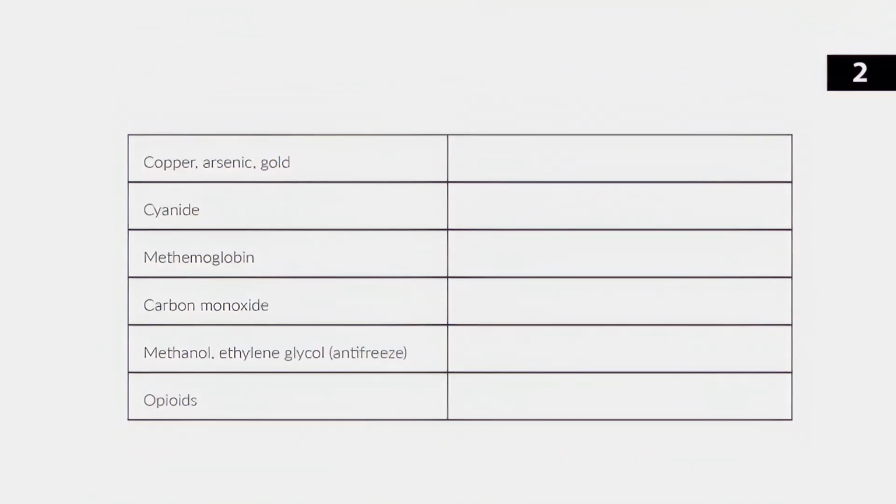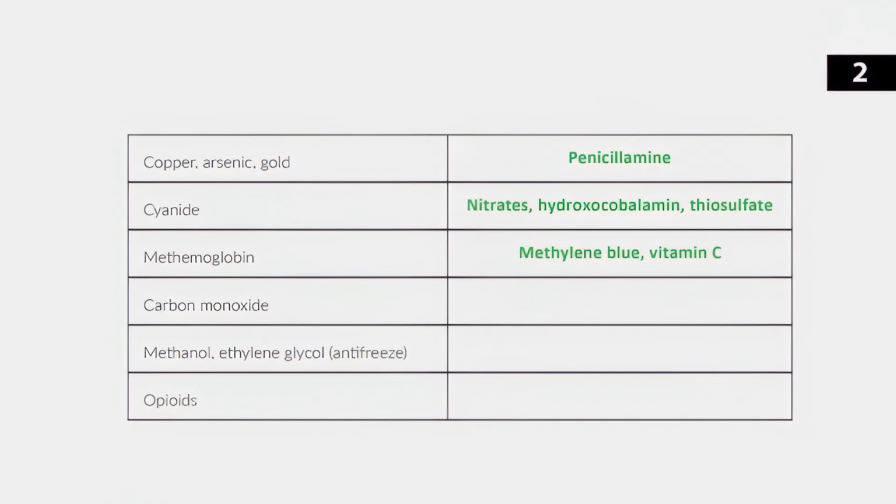Next one is copper, arsenic, and gold. So penicillamine for copper and gold. Remember, pennies are made out of copper, so we treat copper toxicity with penicillamine. Next, we have cyanide toxicity. So to treat it, you might give the nitrites, but more often you're going to get that hydroxycobalamin with ethyl sulfate. Next, we have methemoglobin. So your reversal agent is going to be methylene blue, and then maybe a little vitamin C on the side as well.